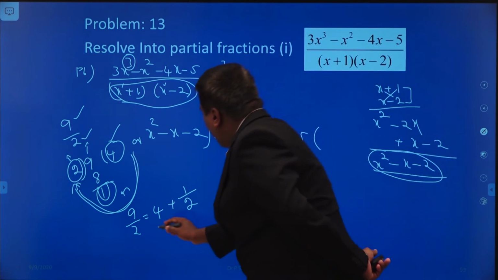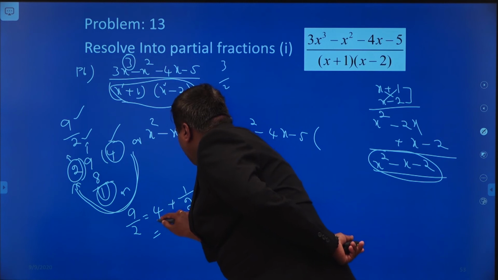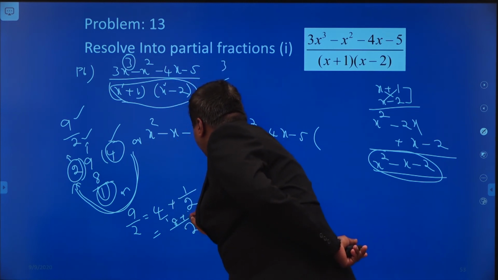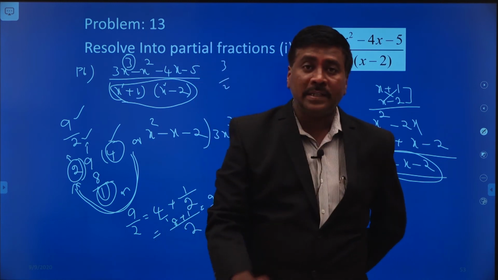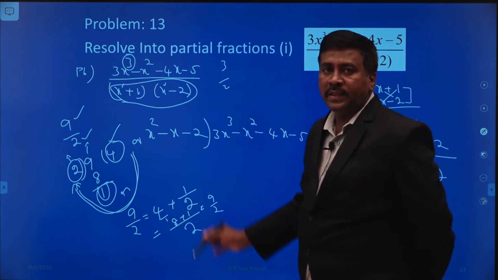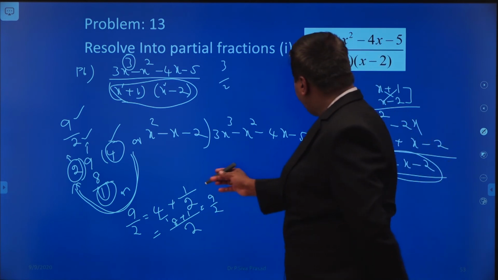Now, I have to take the LCM of this, 2 as the LCM. So the LCM value is 2, 4 into 2 that is 8, and plus 1, that is equal to 9 by 2. This is called the splitting process. And this method is called the synthetic method, the synthetic division method. Okay? Now, please all of you keep this in your mind.